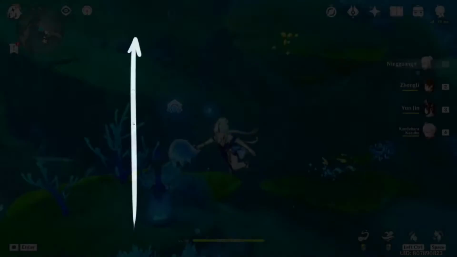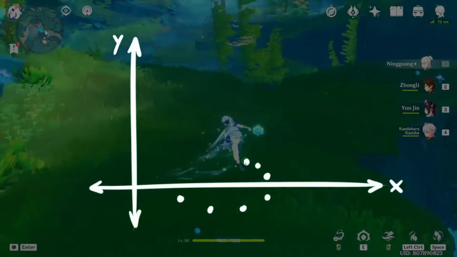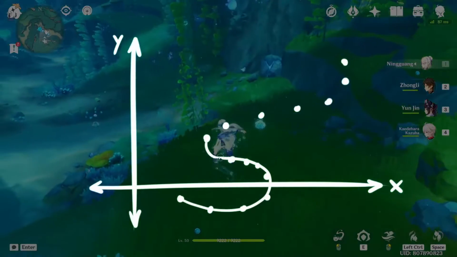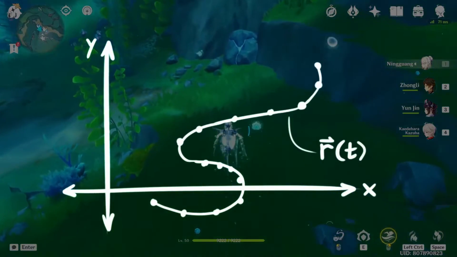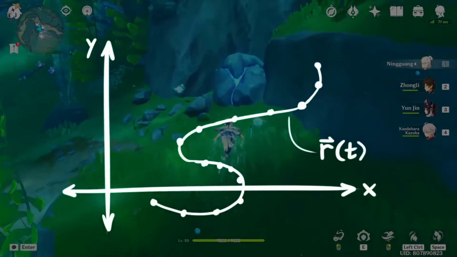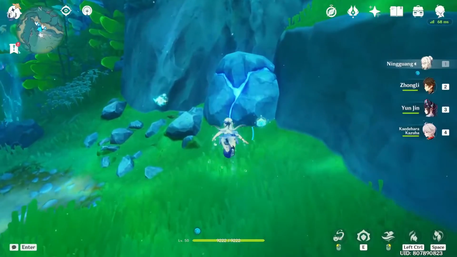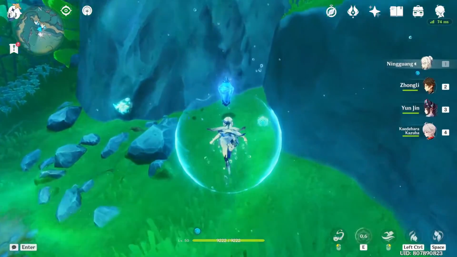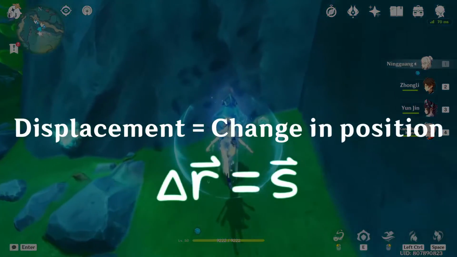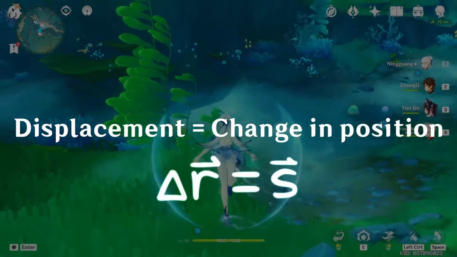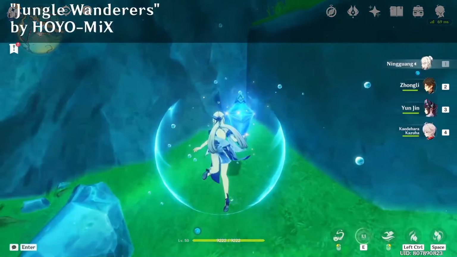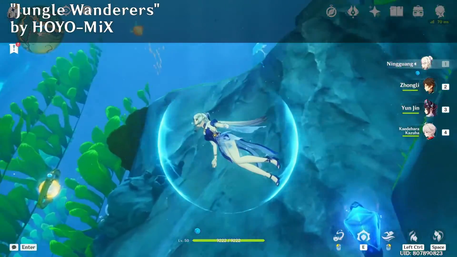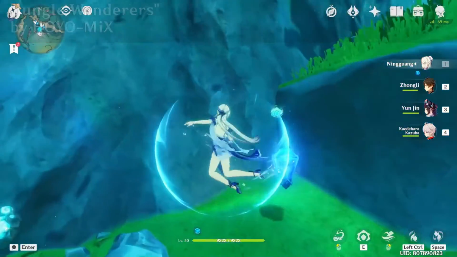If we were to plot this function on an xy plane, we can see the path the traveler took along the horizontal plane. Position is useful to understand where an object is, but it doesn't give much information about how the object moves. What we use is something called displacement. Displacement, delta r or s, is defined as the change in position. Displacement does not care about how it got to the current position. It only knows where the object used to be and where it is now.